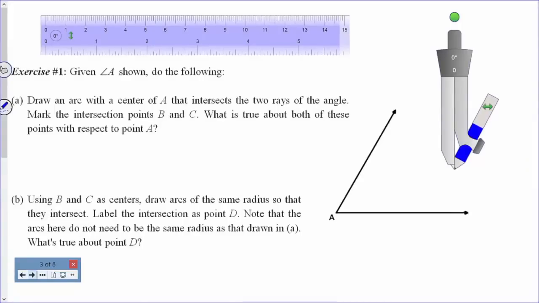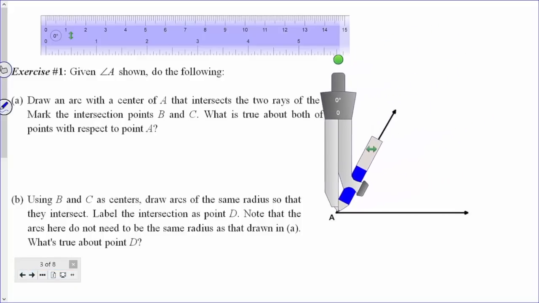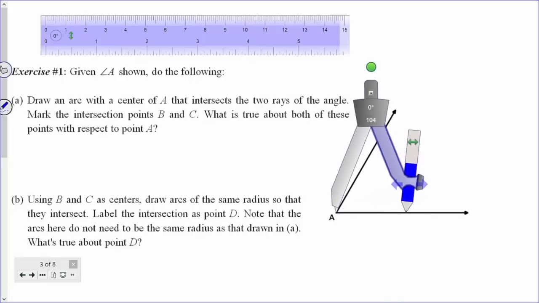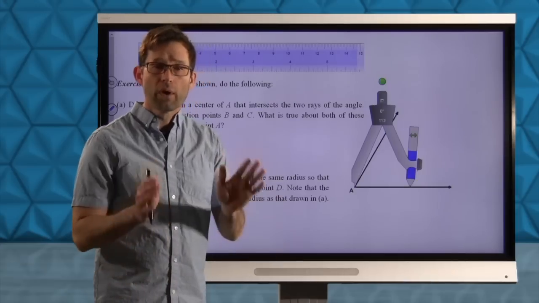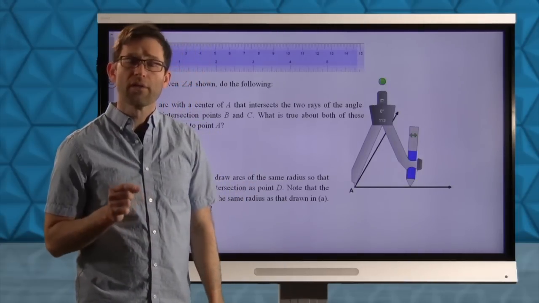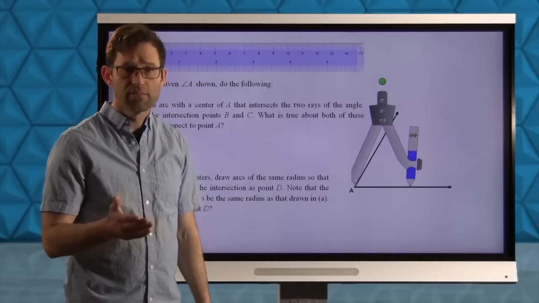Here we go. Exercise number 1, have those straight edges handy and your compasses. Letter A. Draw an arc with a center of A that intersects the two rays of the angle. Mark the intersection points B and C. Let's bring our compass down, put the sharp end at A, open it up. How far should you open it up? Well, unlike drawing a perpendicular bisector, there's no need to make sure that it's greater than half the distance, because these rays, remember, are going to extend forever. We just have to make sure, as we draw an arc, that the arc passes through both of those rays. So here we go.